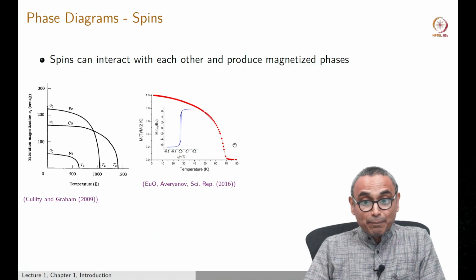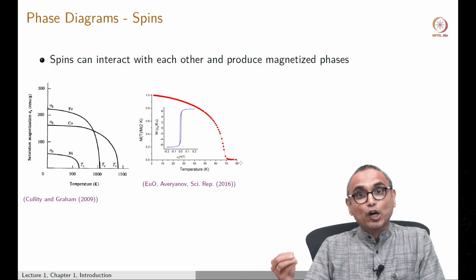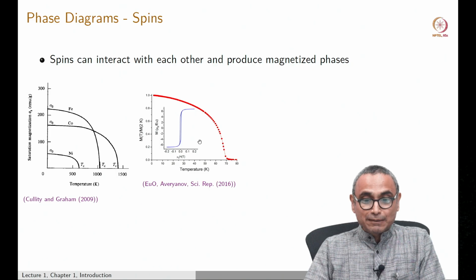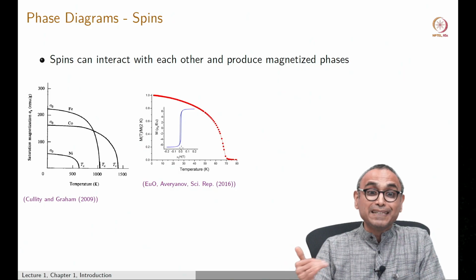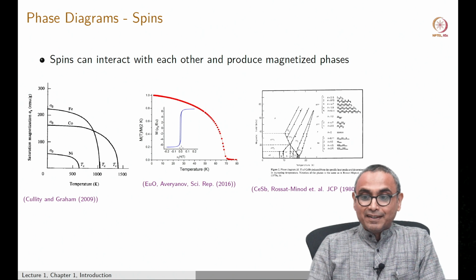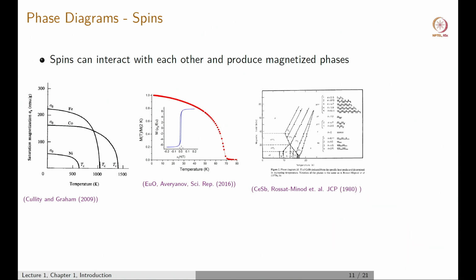So the phase above Tc, the critical temperature of about 70 Kelvin, is what we call a paramagnetic phase, and the phase below 70 Kelvin is a magnetized phase. These two are distinct phases of the spin system. Now spin systems are extremely rich, as you can see in the panel shown here, and this is a very interesting compound called cerium antimony. Depending on the temperature, it can form a variety of different ordered phases.